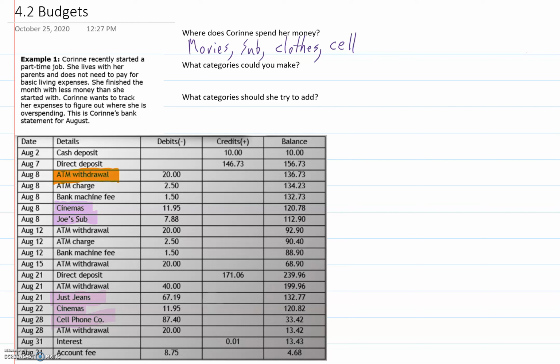Herein lies the concern. We have ATM withdrawal, ATM withdrawal, ATM withdrawal, ATM withdrawal, and ATM withdrawal. She is spending a lot of money that we don't know about. So we're going to say ATM over here. And since we don't know where that money is going, when we're talking about categories to make, well, we have to make an other category. This is where we don't know where the money is going. It's going somewhere else. So we need an other category.